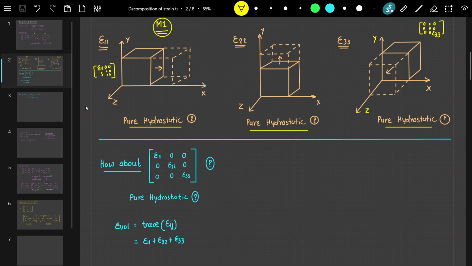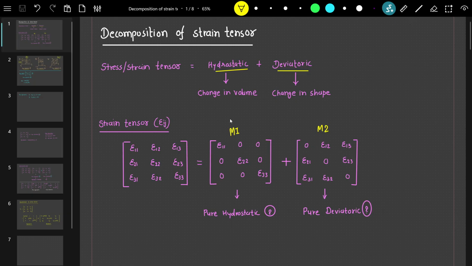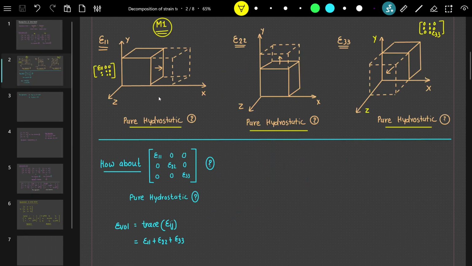Okay. And let's talk about this first M1. That means all three together, which is our M1, this one. Whether this matrix is pure hydrostatic. So first let's define the volumetric strain. As we know, the volumetric strain is the trace of that matrix. For this matrix, the volumetric strain is a summation of all diagonal components, epsilon 1 1 plus epsilon 2 2 plus epsilon 3 3.